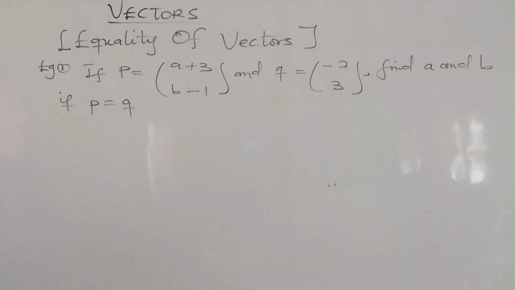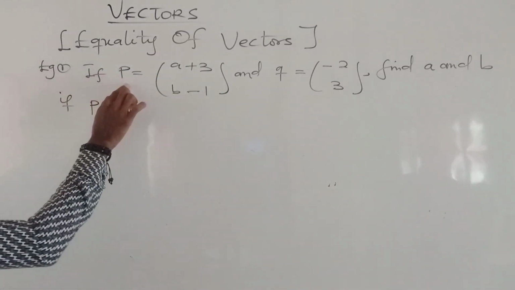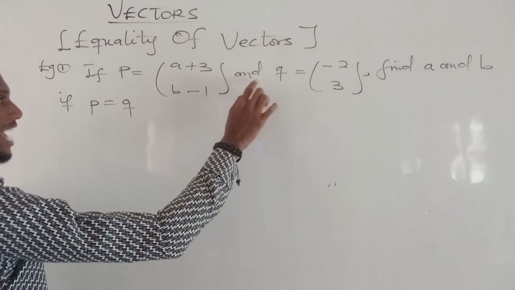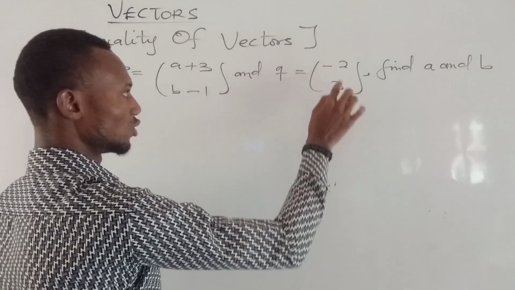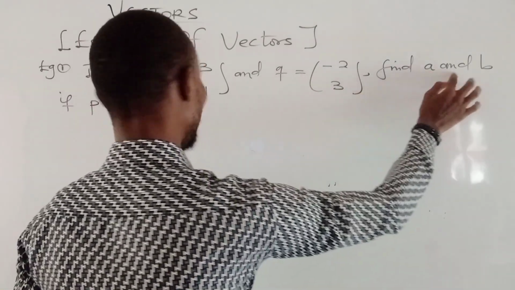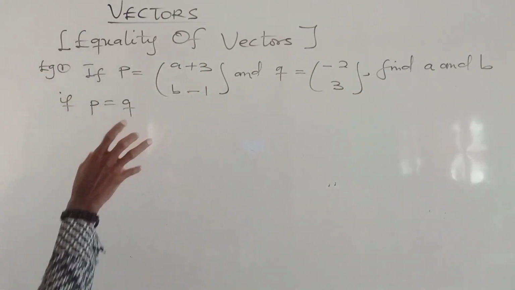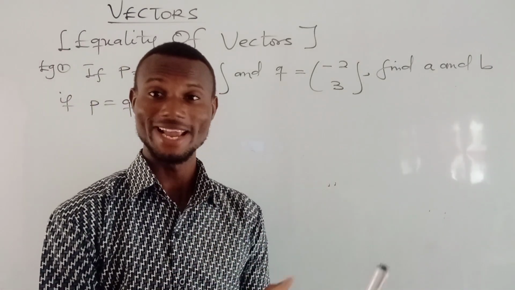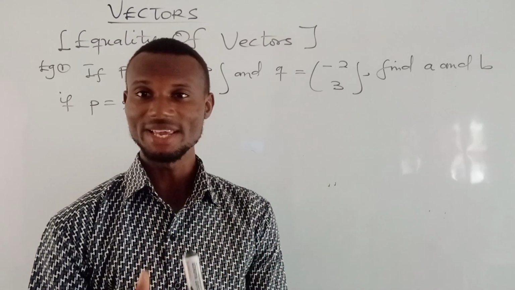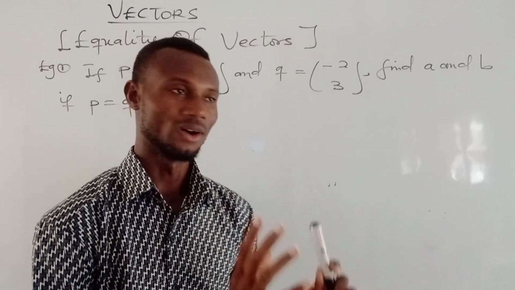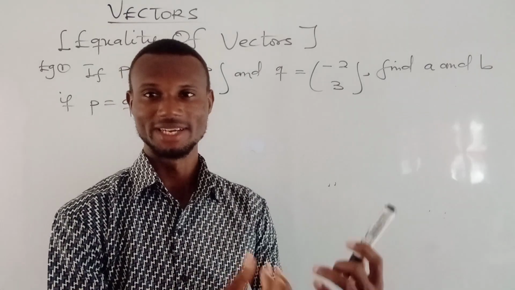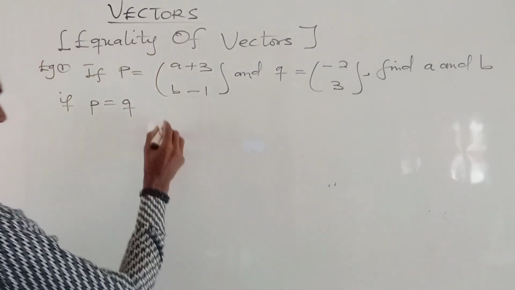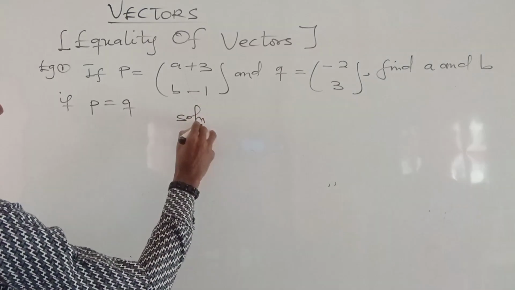Example 1 says that if vector P equals A plus 3, B minus 1, and vector Q equals minus 2, 3, find A and B if P equals Q. So we have to find the values of A and B if P equals Q. This is a question on the equality of vectors that I just explained to you. Now let me write down my solution and let's do it together.